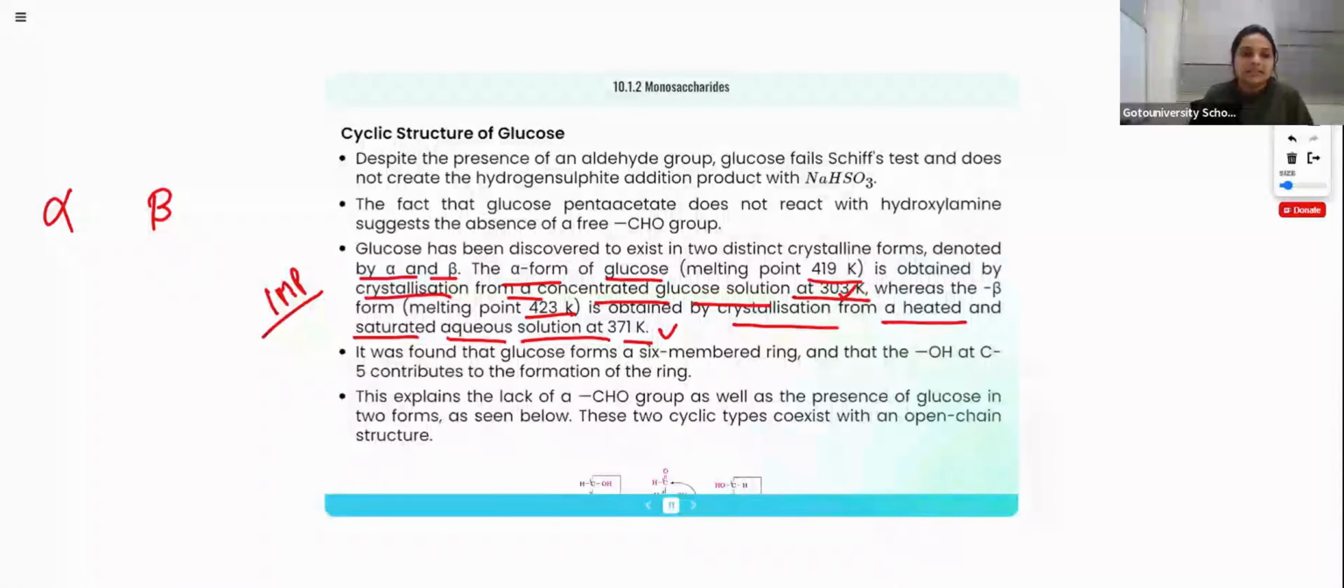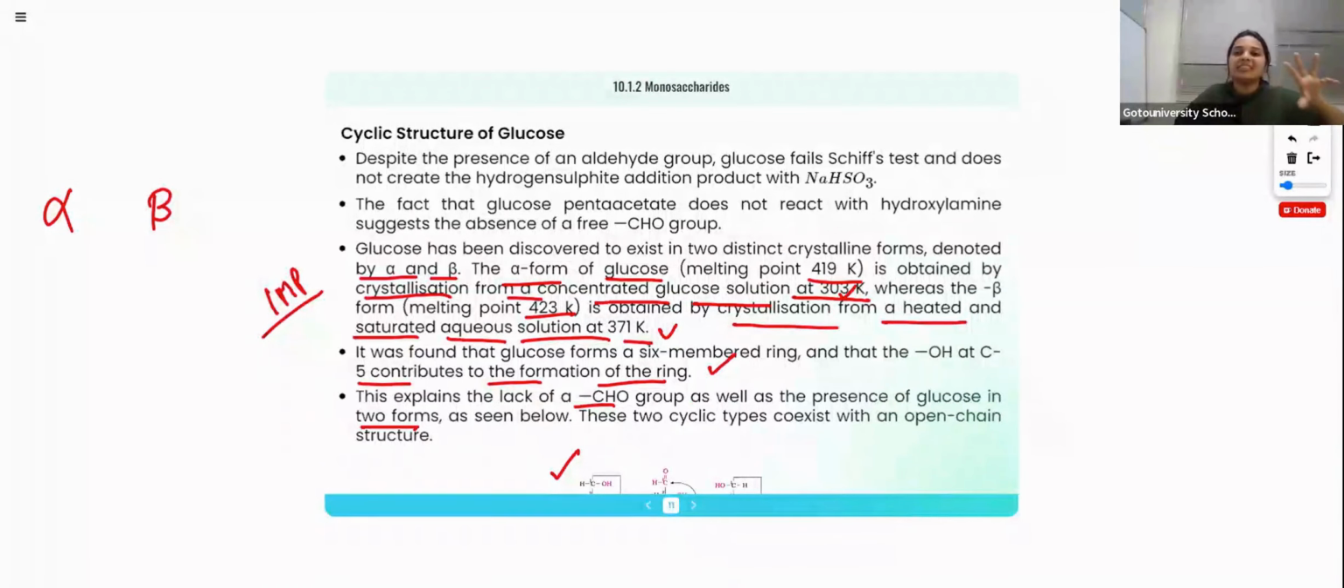Got it? It was found that glucose forms a 6-membered ring, because it is C6H12O6, right? So it is a 6-membered ring, and the OH at carbon 5 contributes to the formation of the ring. Then how is the ring structure forming? This explains the lack of a CHO group as well as the presence of glucose in two forms. See, understood? This OH group is utilized for making the ring structure like this.